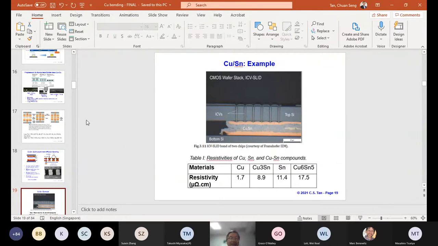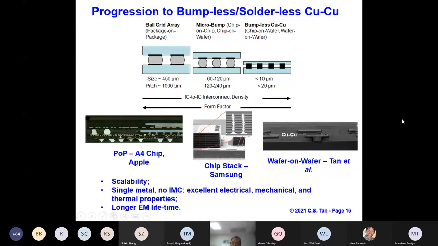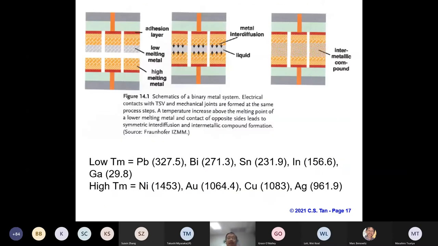Okay, anyway, so I try to explain to you, right? If you really have to go to wafer on wafer stacking approach, then at least in my opinion, I don't see any other option other than copper to copper. Okay, I'll explain to you why. And the reason why you want to go to copper to copper, obviously, is about scalability. Secondly, you don't have IMC to worry about. Therefore, you can imagine that your physical property is going to improve: electrical, thermal, mechanical, and even reliability, right? So I try to make a case for that.